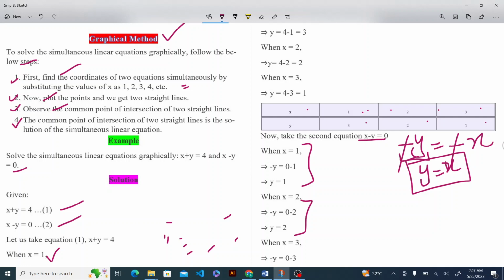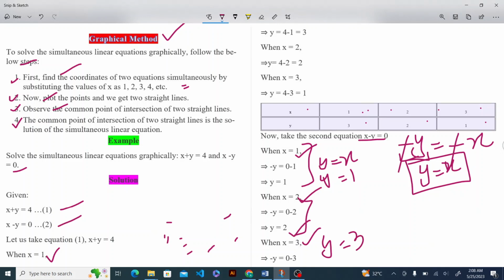So in the first step, x is equal to 1. So here we have written y is equal to x, so y will be equal to 1. See, x is equal to 2, y will be 2. X is equal to 3, y will be 3, okay.